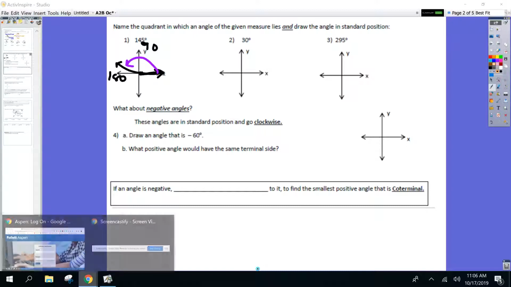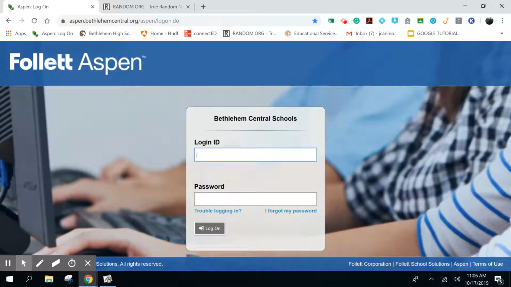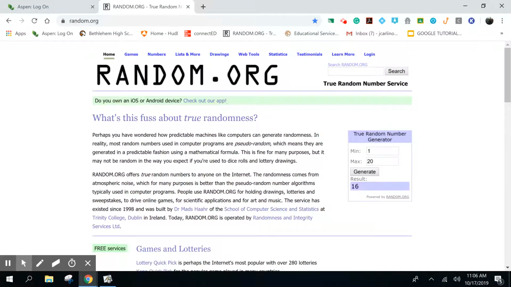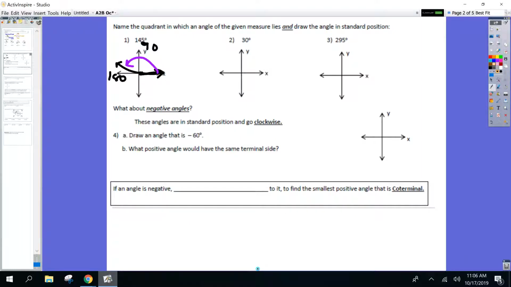30 degrees. What quadrant am I going to be in for 30 degrees? First quadrant. So initial side still on the x-axis. 30. Closer to 0 or 90? Closer to 0 or 90 degrees? 0. So make it look closer to 0 when you draw in your terminal side. Only thing missing, get a rotation arrow so I know which direction you're going, clockwise or counterclockwise.